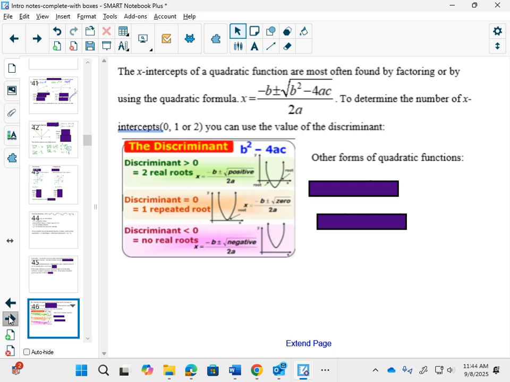But if it ends up being negative, you can't take the square root of a negative. That's not possible to solve. And graphically, that means you never have any x-intercepts. Do you remember the vertex form of the quadratic function, where h and k are the vertex? And this is the roots form, where it's factored. Then p and q are your x-intercepts.